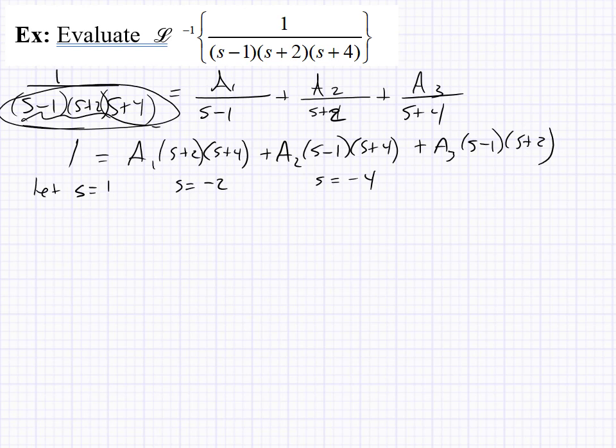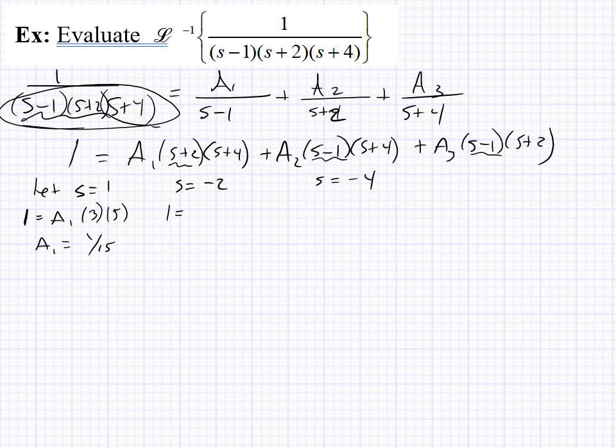So when s equals 1, the left side is still just 1. On the right side, anything that has an s minus 1 in it becomes 0. So this one is 0 and this one is 0, leaving me simply with a1 times 3 times 5. So a1 equals 1/15.